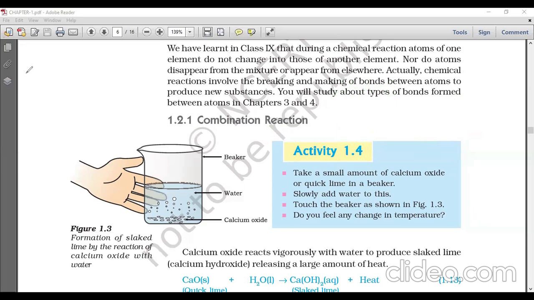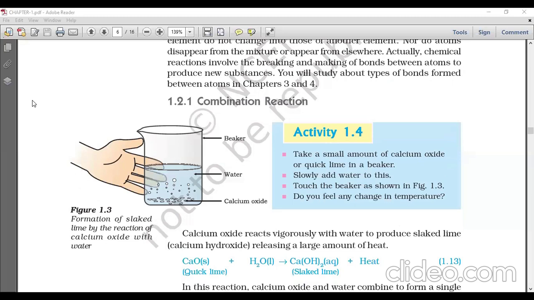Now, to make you understand much better, there are a few activities given. Let us see the first activity, activity 1.4. It says take a small amount of calcium oxide, also called quicklime. Calcium oxide is a white powder. Take calcium oxide powder in a beaker and slowly add water to it. Then touch the beaker.